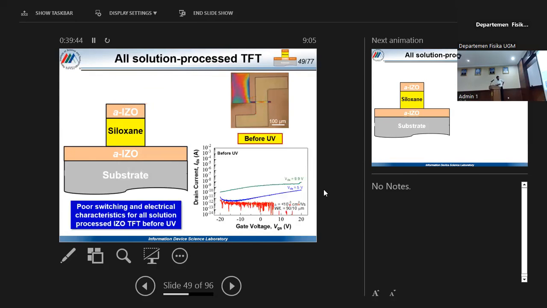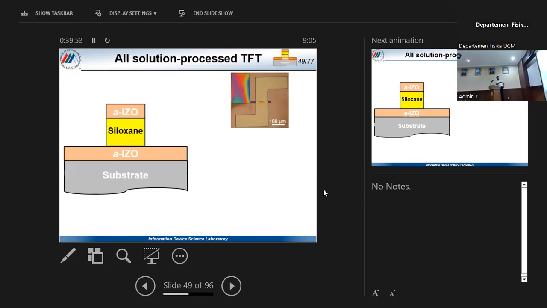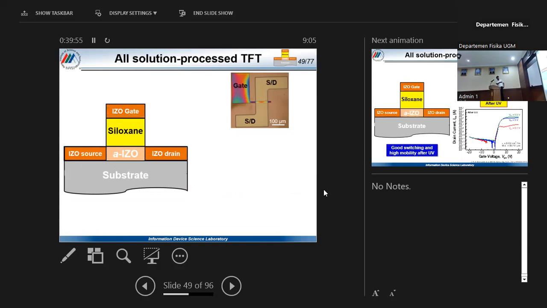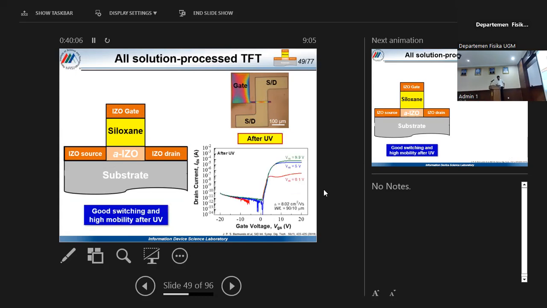Of course, a semiconductor is a TFT channel, but the electrodes must be conductive, right? After you irradiate it with UV, you selectively turn it into a conductor. So in effect, a single layer is both a semiconductor and a conductor. And then you get the switching characteristics.